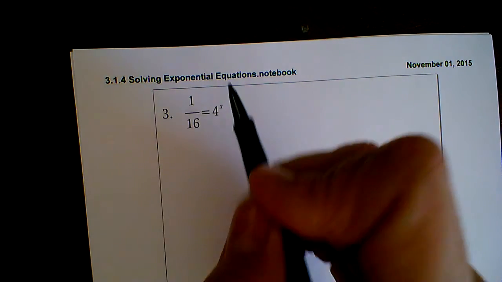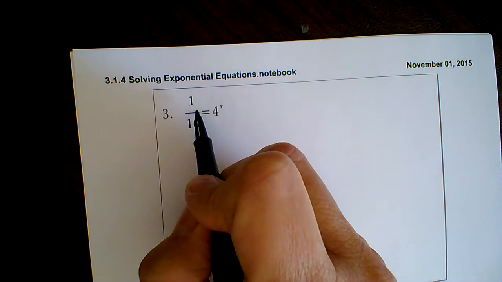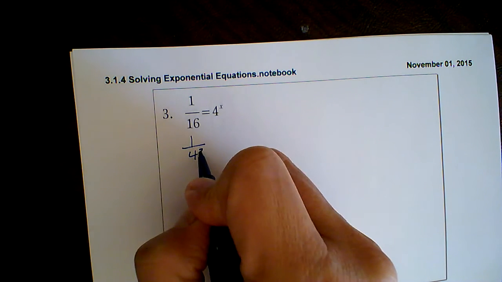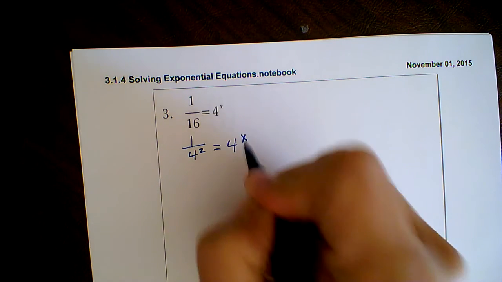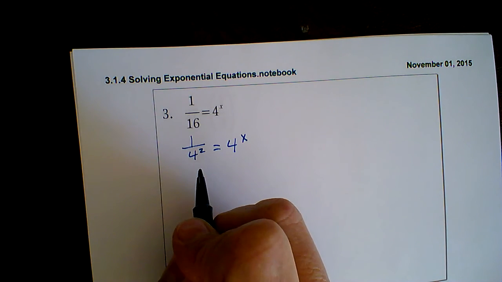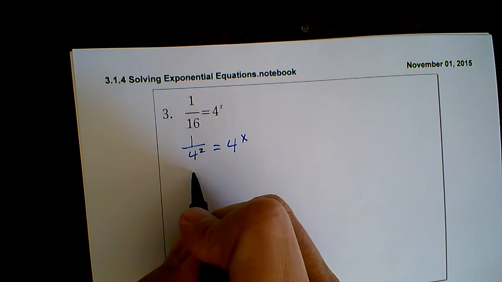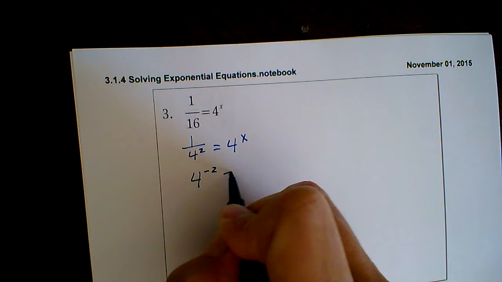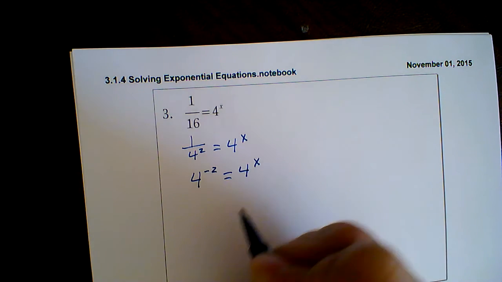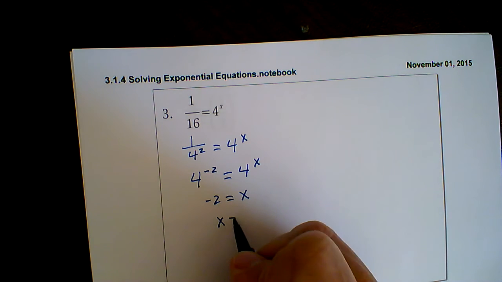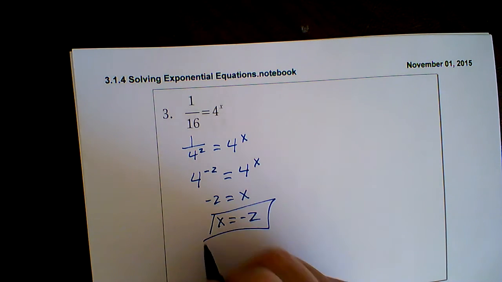Number 3. I have a base of 4 here. I need to write 16 so it has a base of 4. So that's 1 over 4 squared is equal to 4 to the x. My power is in my denominator, so to get it out of the denominator and write it so that it just has a base of 4, I have to make that negative. So 4 to the negative 2 is equal to 4 to the x. Set my exponents equal to each other. X equals negative 2.